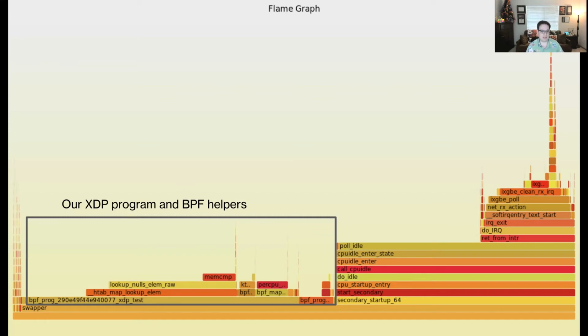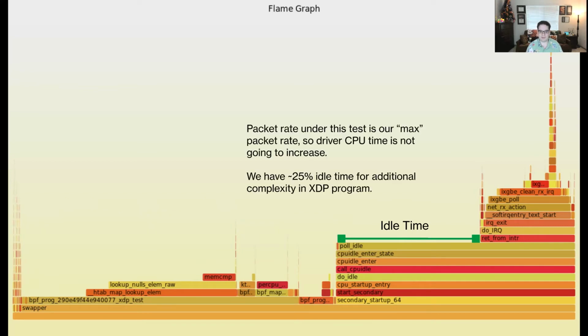And when you do see layers stacked on it, this is where we are calling into some of the helper routines. And then lastly, the key piece of turning on the idle polling and not going into sleep is that it actually allows you to visualize the idle time that is spent on the system. So in this particular case, what we're measuring is about 25% idle CPU time, which is the budget that we have to add more complexity to our XDP program.